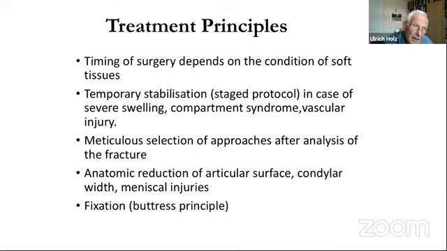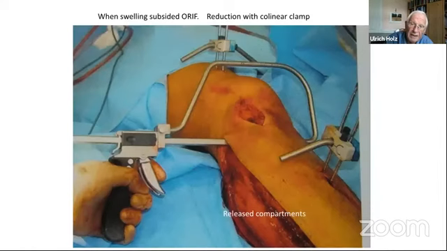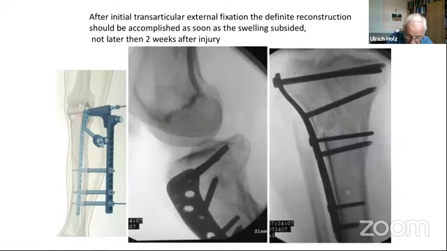Congruity is the most important thing we have to achieve. And to stabilize our fragments, we usually do that according to the buttress principle, and the plates have to be put accordingly. Here is an example of a complex fracture with severe swelling and a compartment syndrome. This is stabilized first with a spanning external fixator. And later on, after blisters have disappeared and the compartment syndrome is overcome, you go for a definitive reconstruction, often with the help of the distractor.